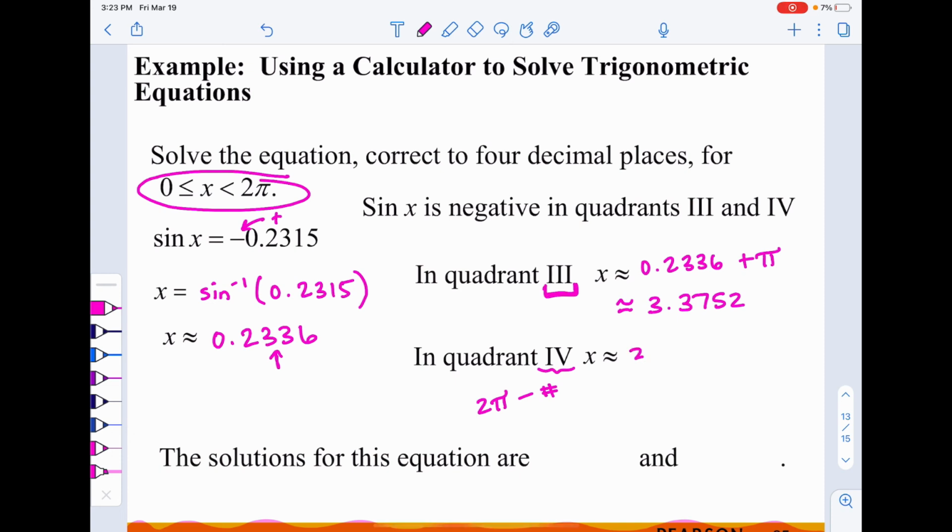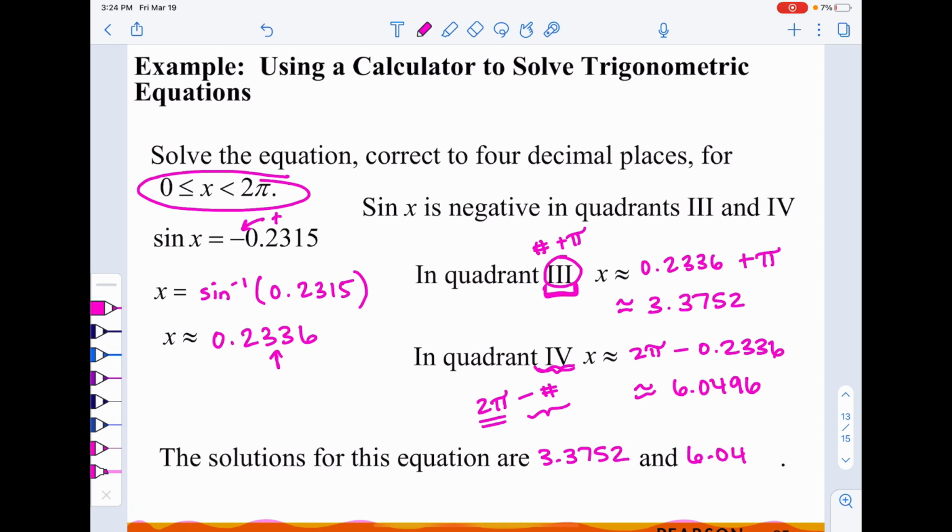So if we take 2 pi, you can just throw that in your calculator, 2 pi minus that 0.2336, you're going to end up with x equaling approximately 6.0496. Because we went to quadrant 3, we just added pi to whatever that number was. When we were in quadrant 4, we took that 2 pi and subtracted whatever that number was. So our 2 final answers for that are 3.3752 and 6.0496.